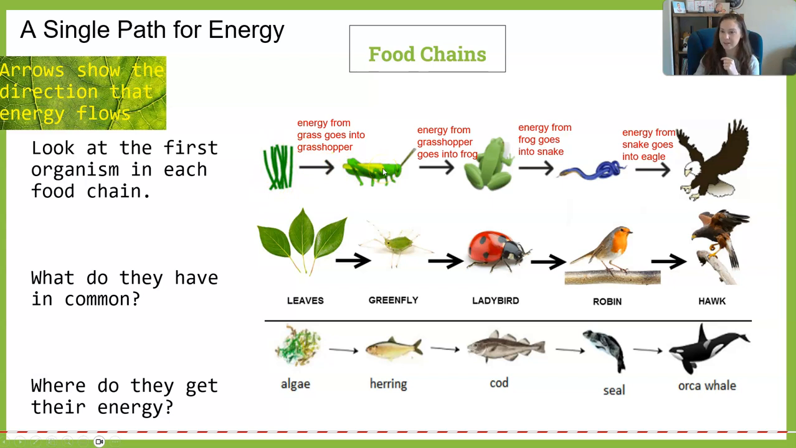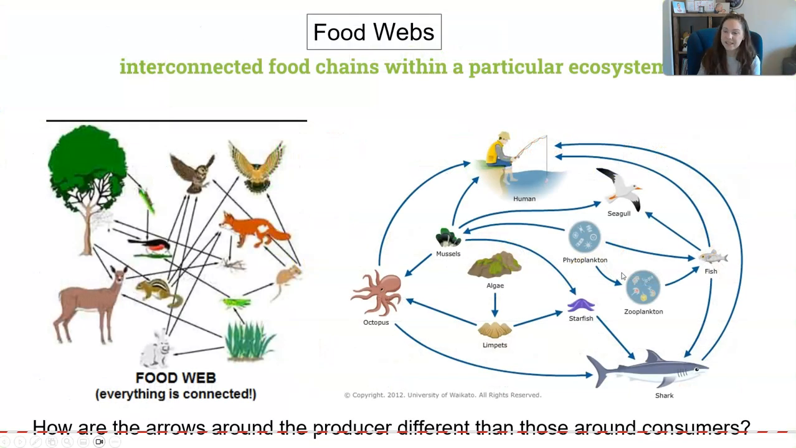That's very important. Remember, as we go through food chains and food webs, that the arrows point to where the energy flows, not who eats what. This ladybug does not eat a robin, but the ladybug's energy goes to the robin, okay? So now it gets a little bit more interconnected with food chains that happen within a particular ecosystem. They all interconnect and make a food web.